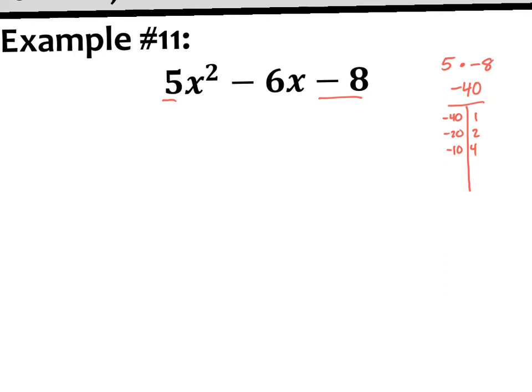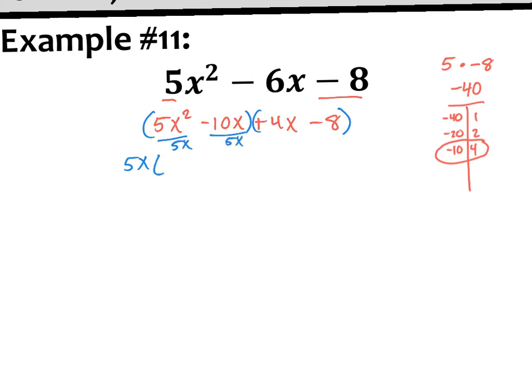Okay. A group, 5x squared minus 10x plus 4x minus 8. So I took that negative 10 and that 4 and made them the middle coefficients. Group this. Common between 5x squared and negative 10x. You can divide them both by 5x. So let's do that. 5x squared divided by 5x, x. Negative 10 divided by 5x, minus 2.